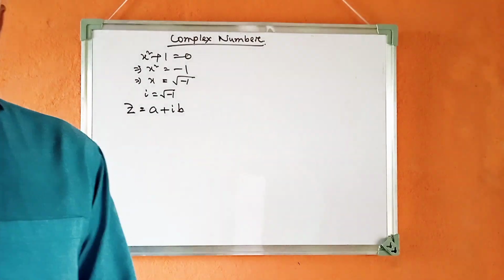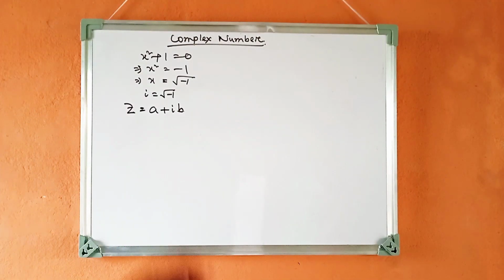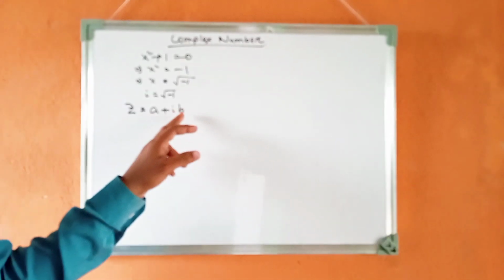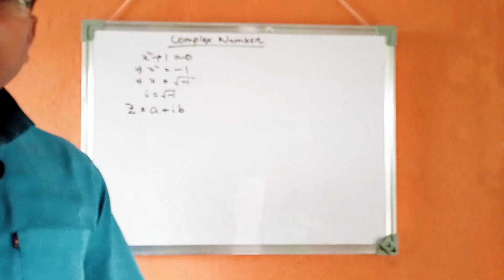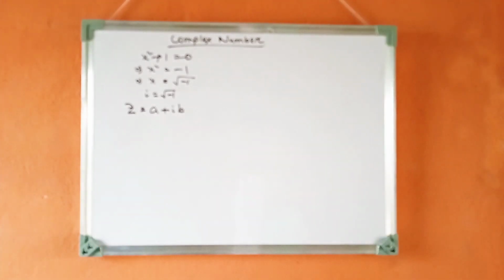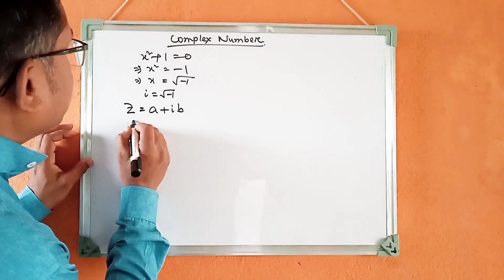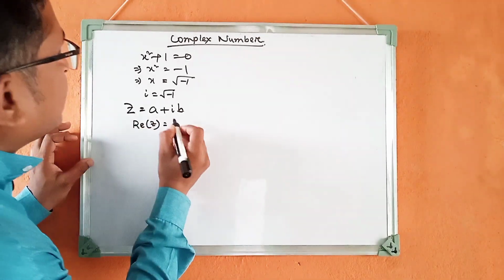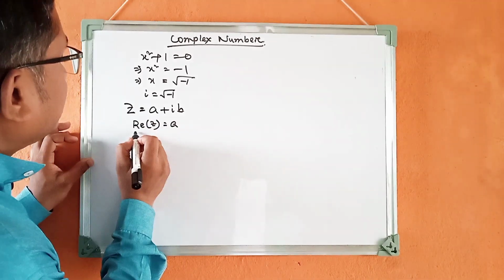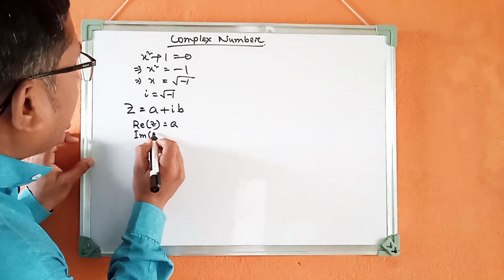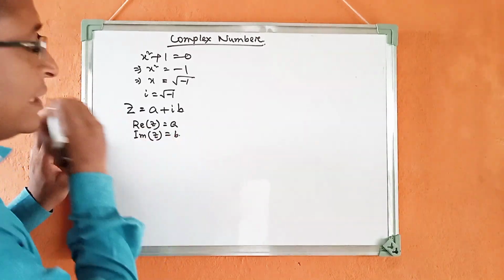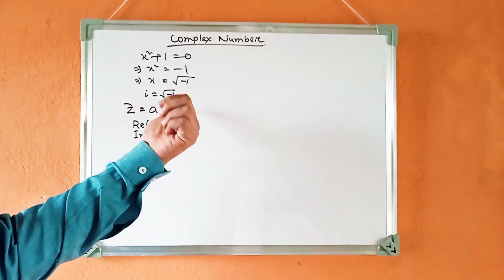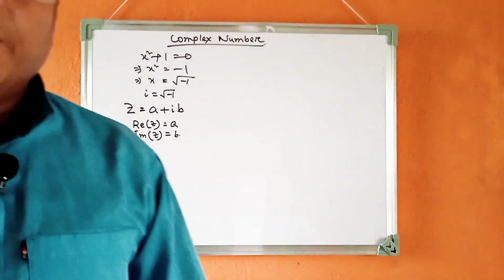Now in this, a is called the real part and b is called the imaginary part, denoted by Re z, that means the real part of z, that is a, and imaginary part, Im z, equal to b. Clear? So this part is called the real part and this part is called the imaginary part.